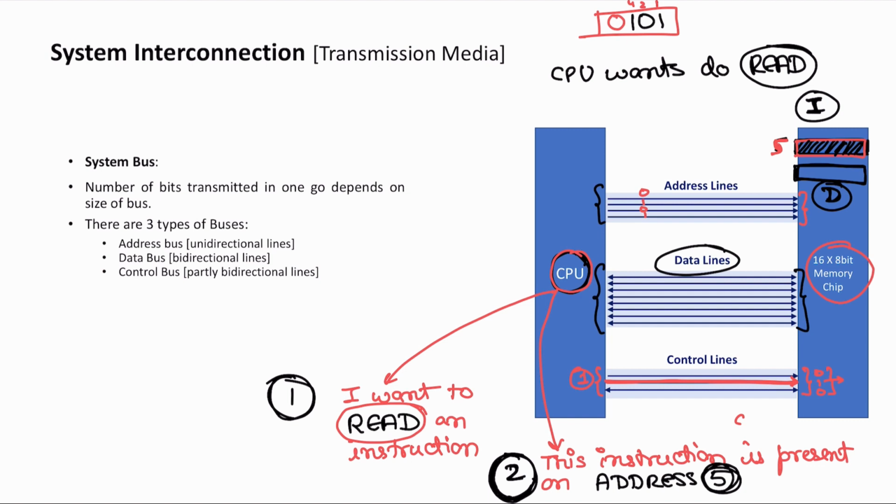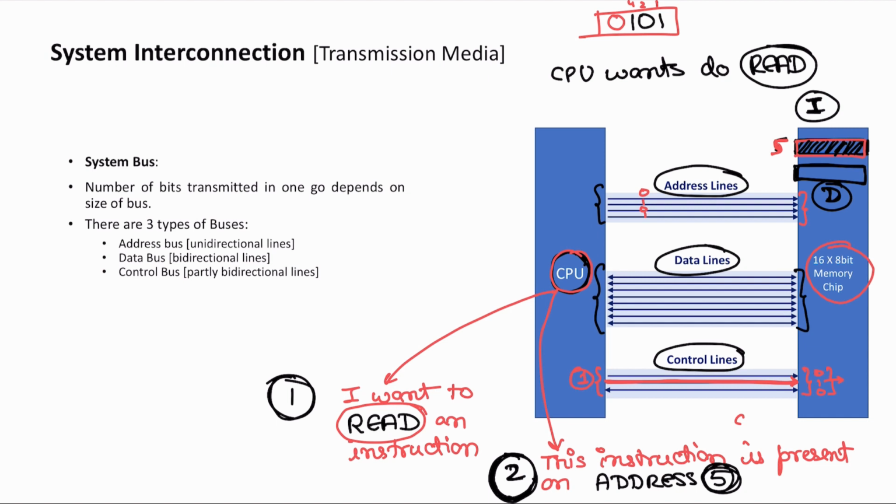The lines on which address is sent are called address lines. The lines on which data is sent, either from main memory or from CPU, are called data lines. And the lines on which control information is sent, the information about the type of operation, are called control lines. I hope this is clear.